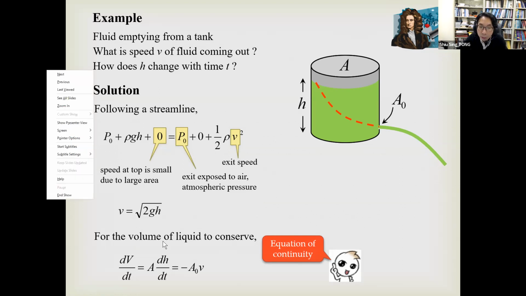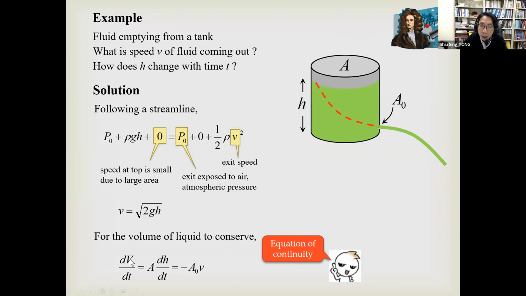Now, the volume of liquid has to be conserved, right? That is equal to dV/dt. On the surface of the liquid in the container, the rate of change of the height is dh/dt, and this is the vertical speed of descent of the fluid molecule, right? If I multiply this speed with A, I get the volume rate of flow, dV/dt. This is the equation of continuity.